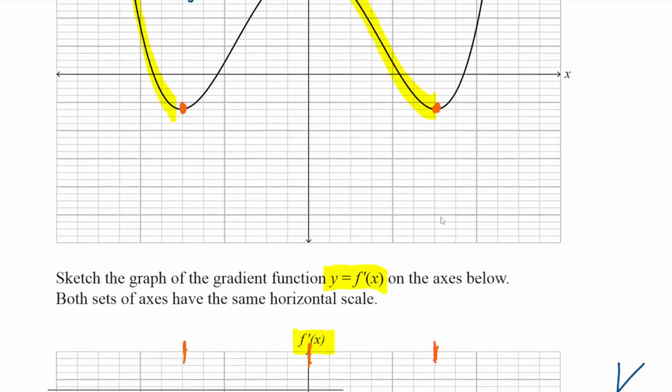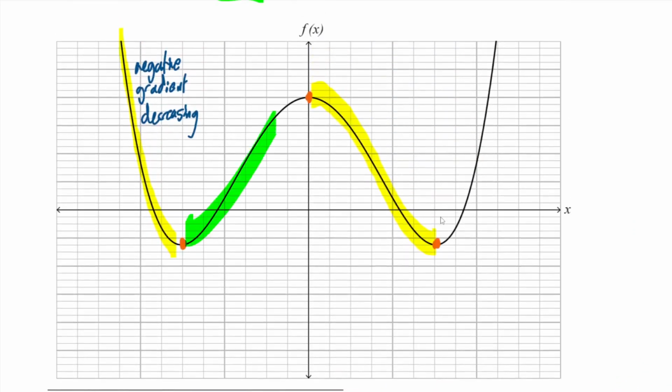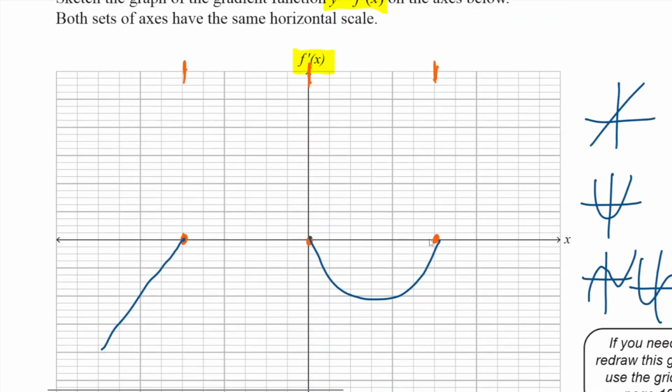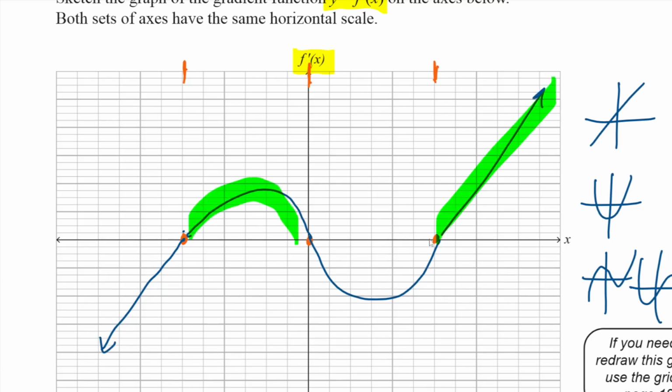And then the other sections are positive. So the y values will be above the x-axis. So with that bit of information, we know that this shape is a positive cubic.